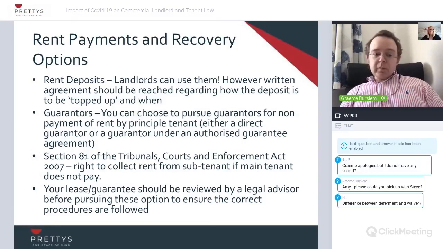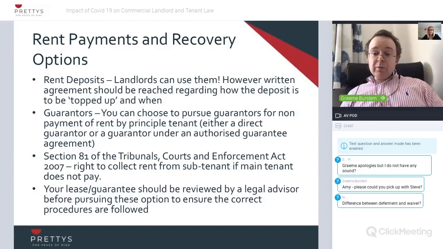Guarantors, again, I'm sure this is something landlords are very conscious of. Depending on the guarantee agreement, this might be an express agreement that you've entered into directly with a guarantor standing for a tenant at the time the lease was entered into, or you might have a former tenant who has effectively become a guarantor by entering into an authorised guarantee agreement upon his assignment, his outgoing departure from a lease. So guarantee agreements, get these out.